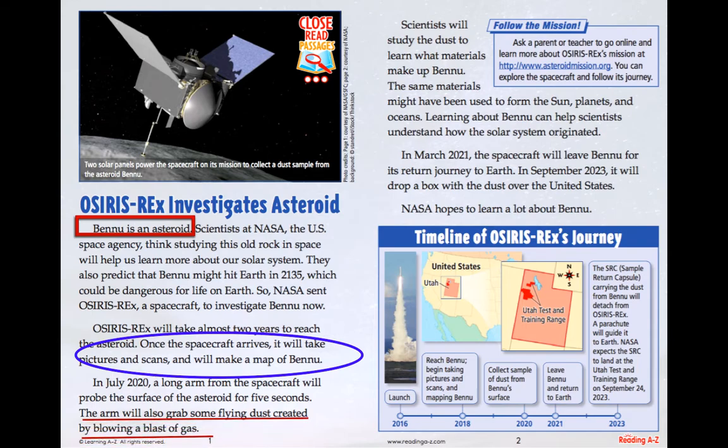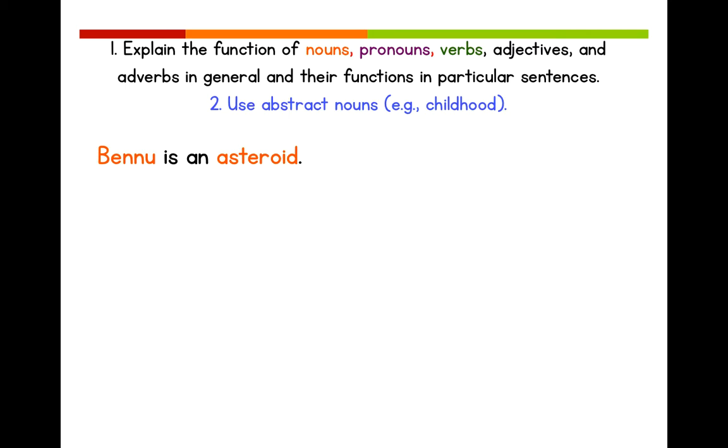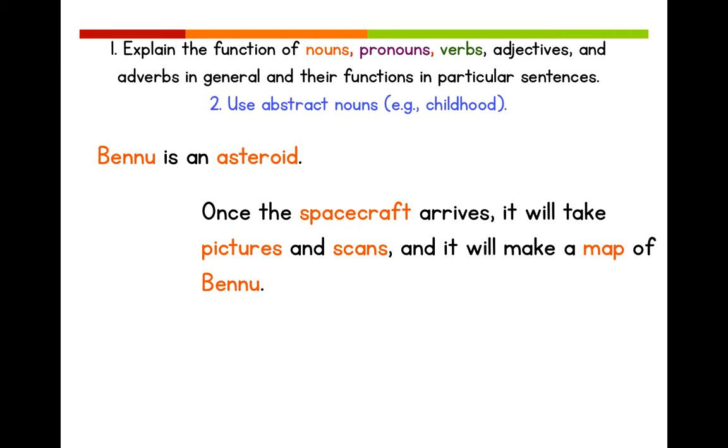Okay, so we're going to go ahead and take a look at these three sentences from our article. So, Bennu is an asteroid. So notice in this sentence, you have Bennu and asteroid as nouns. Bennu is a thing, asteroid is a thing. In the second sentence, we have 5 nouns. Once the spacecraft arrives, it will take pictures and scans, and it will make a map of Bennu. So all these are things: spacecraft, pictures, scans, map, Bennu. Okay?